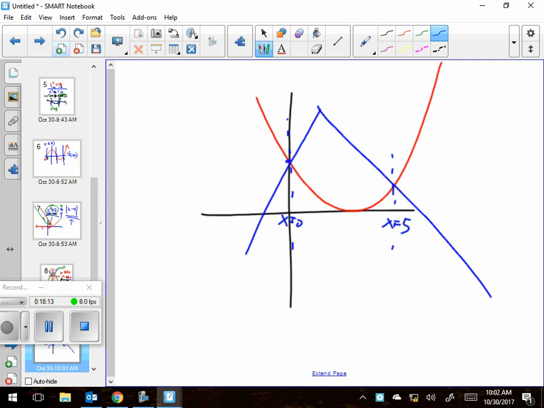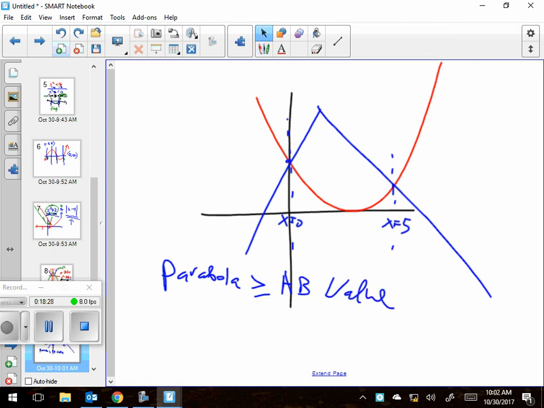Can you tell me where the parabola is greater than or equal to the absolute value? That's hard enough in itself. But if you see the picture and you know greater than just means bigger than, it's not that hard. Where is the parabola bigger than the absolute value? I'm going to pause while you write down what you think that is.